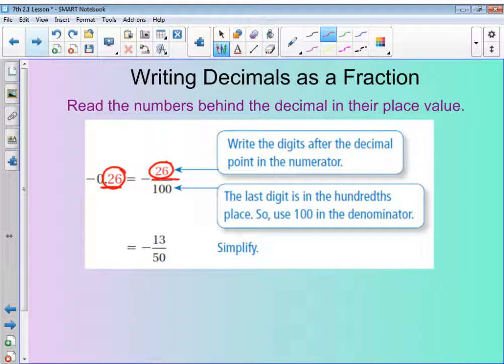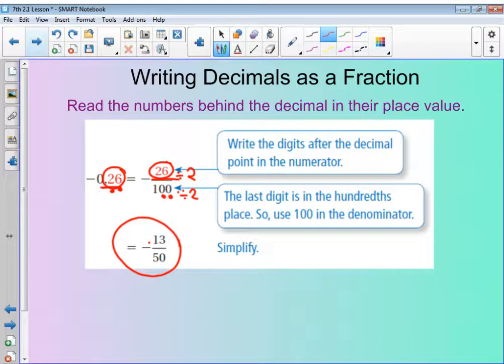Okay, then we're going to put our fraction bar. And then here's the trick. I'm going to count how many numbers are behind that decimal. There are 2. Take note, there are 2 zeros behind my 1 on the bottom number. So I end up with negative 26 over 100, which is my first step. Now I'm going to look at this and see if I can reduce that down. And I'm noticing that these are both even numbers, which means 2 would go into both of them. So 26 divided by 2 would give me 13. And 100 divided by 2 would give me 50. That's how we ended up at the negative 13/50ths.